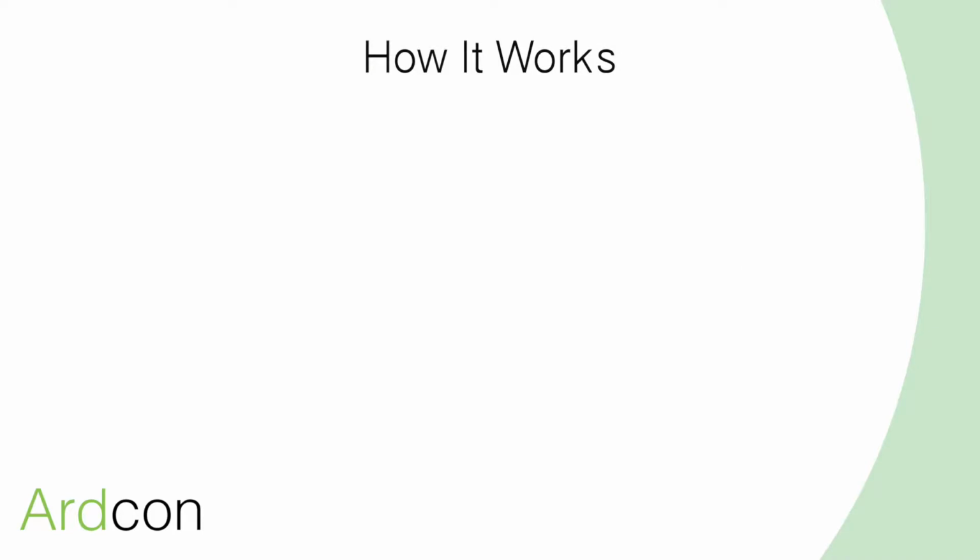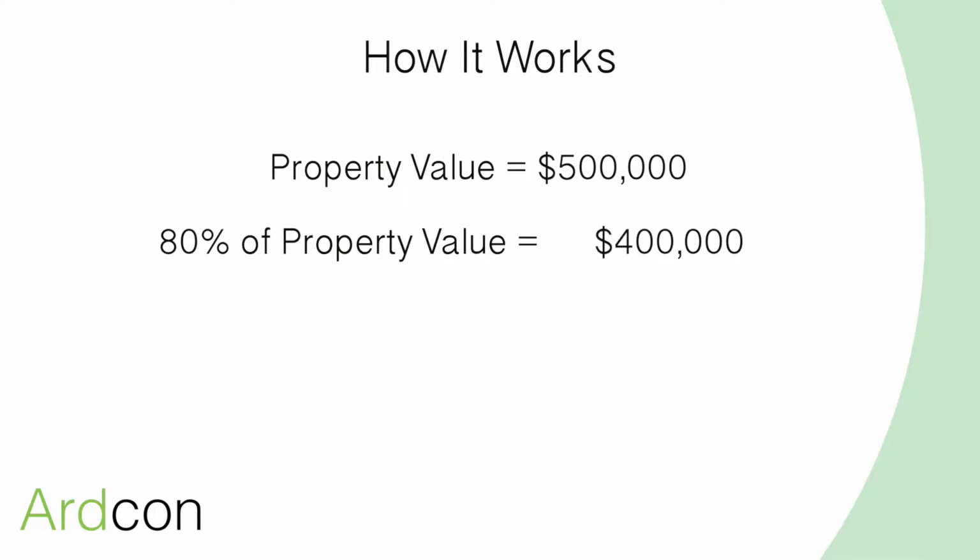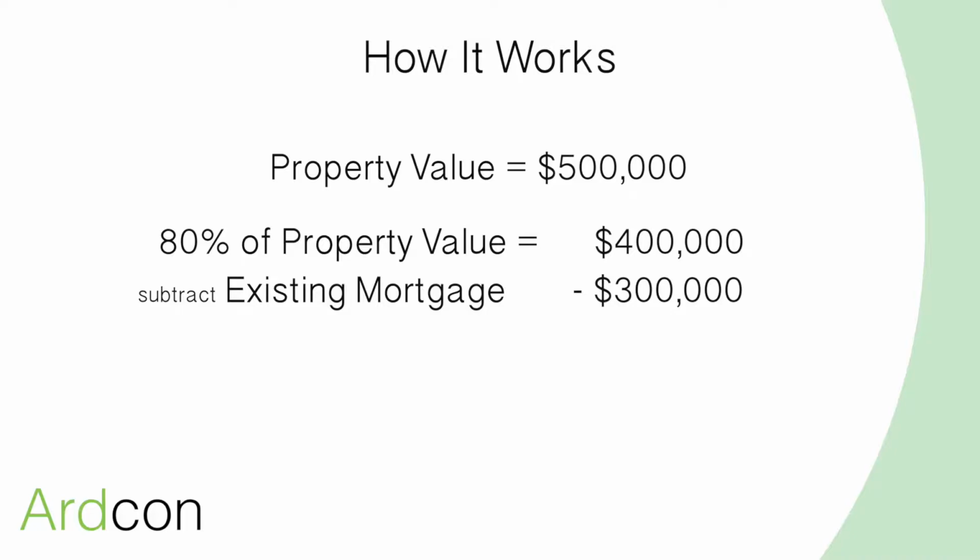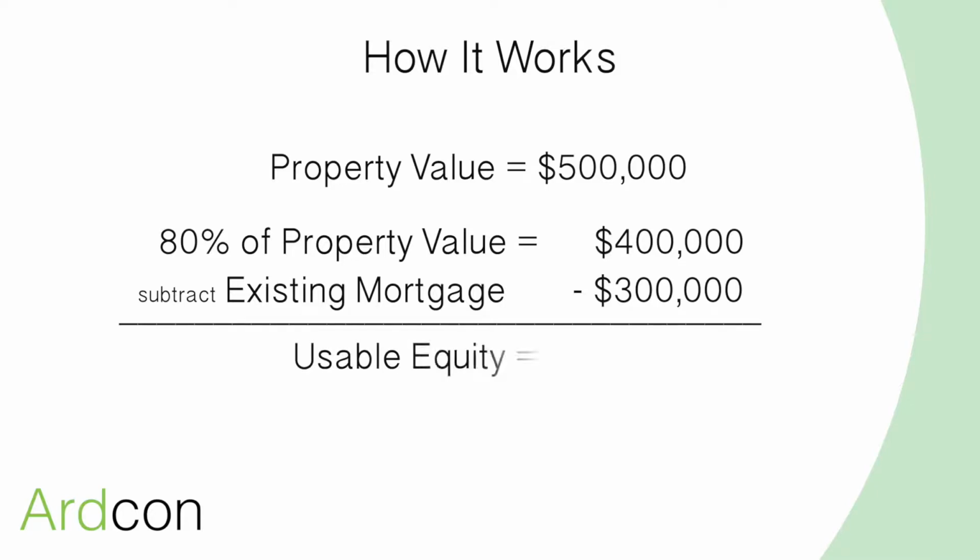Let me show you how the figure came to be. You have the value of your property, which is $500,000. So 80% of the value is $400,000. Then you subtract your existing mortgage on your property, which is $300,000. This leaves us with a usable equity of $100,000.